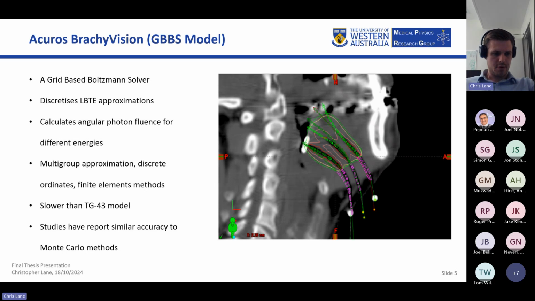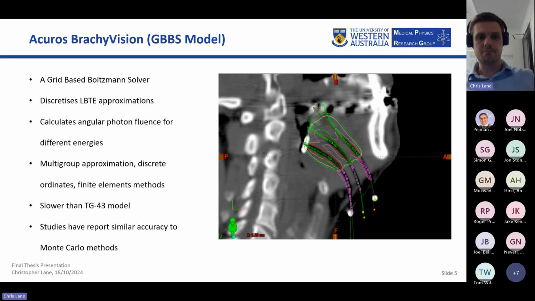The other dose calculation model is Acuros BrachyVision, which is a grid-based Boltzmann solver. This is a discretization of the linear Boltzmann transport equation, an approximation of that. It works by calculating the angular photon fluence for different energies, and it utilizes multi-group approximation, discrete ordinates, and the finite element method.